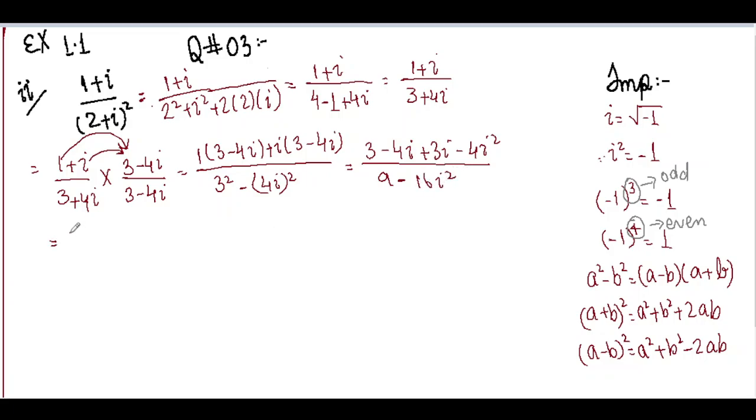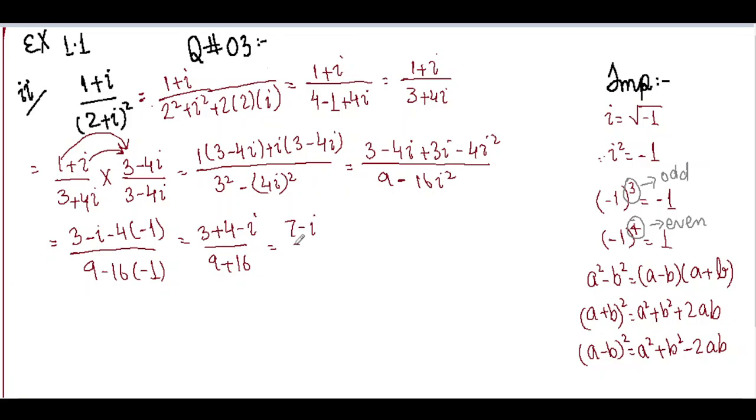Okay, now 3 minus 4 iota plus 3 iota gives us minus iota, and here it is written minus 4 into iota square. Iota square equals minus 1. We can get it from here, so we are using it in our solution. Minus 4 into minus 1, whole divided by 9 minus 16 into iota square, which gives us minus 1. So we get 3 plus 4 minus iota, whole divided by 9 plus 16. 3 plus 4 equals 7 minus iota, whole divided by 9 plus 16 equals 25. And this is the answer of your part number 2.